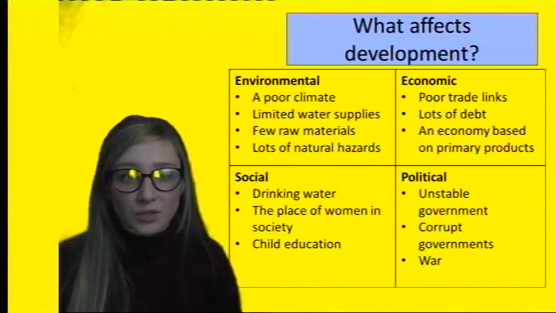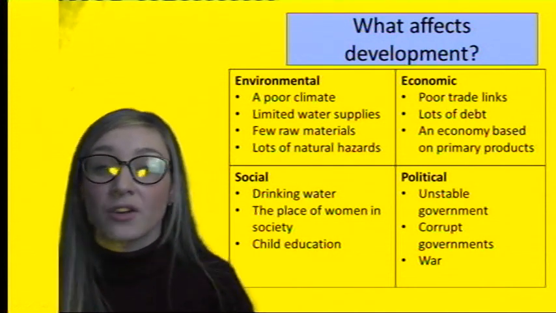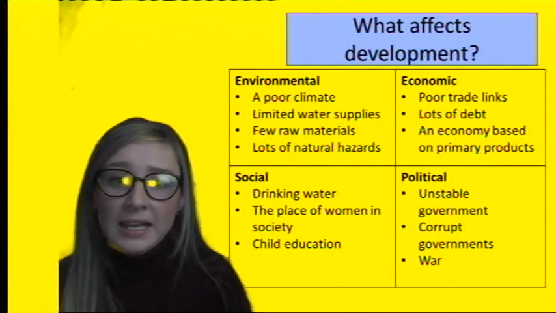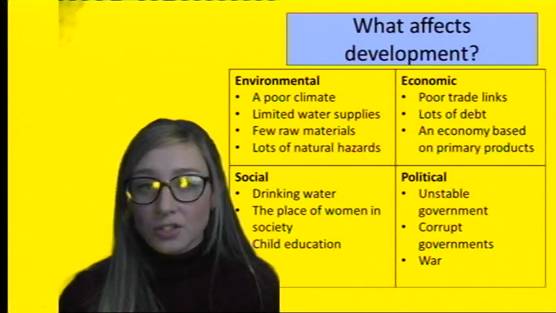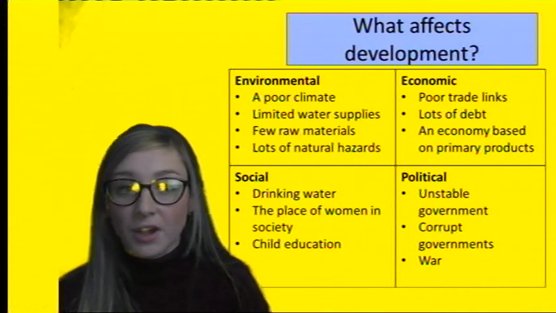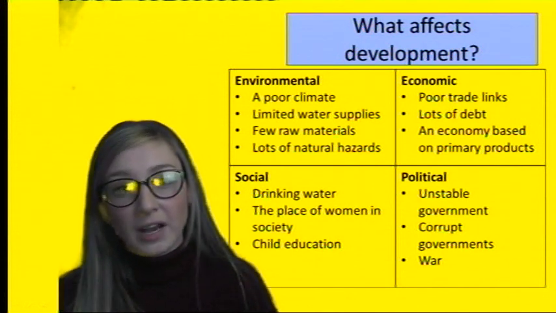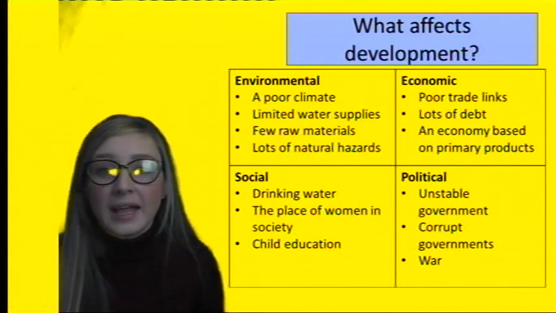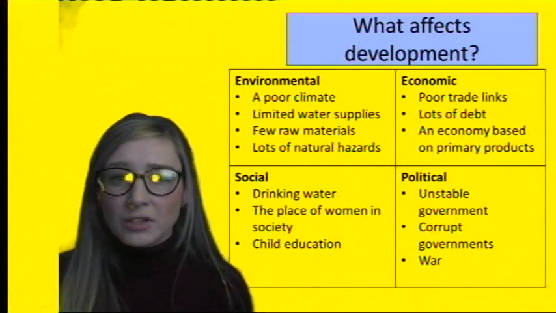If you have limited water supplies, people are going to die from diseases such as cholera and diarrhea, which means that again they're not going to be able to develop very easily because they won't be able to go to work. Economically, if you've got poor trade links, so if you're a landlocked country, you're in the middle and you're not surrounded by sea, sometimes it can be quite difficult for you to trade with lots of other different countries. If you're in lots of debt, it can also mean that you are not able to develop very easily because you're relying on aid.